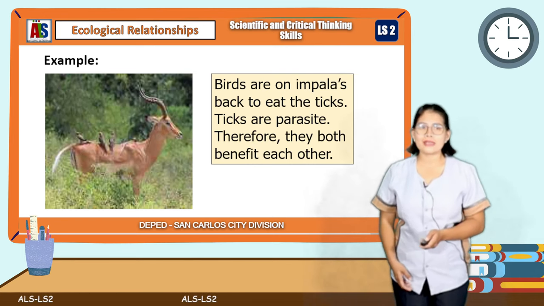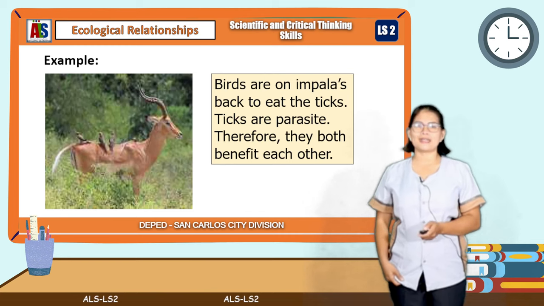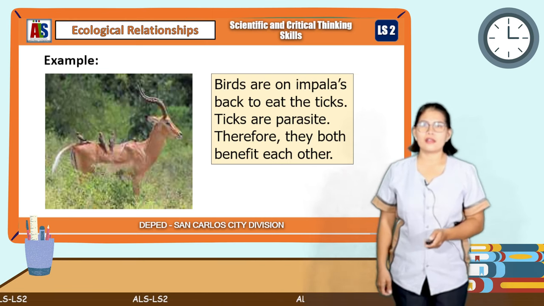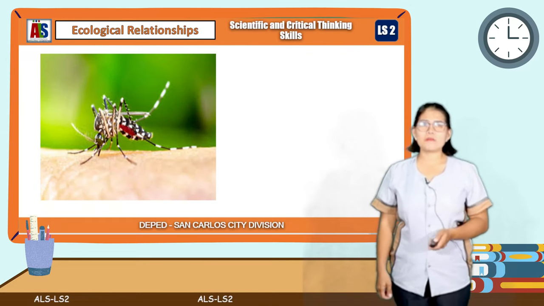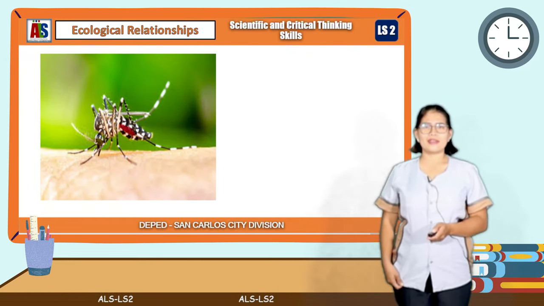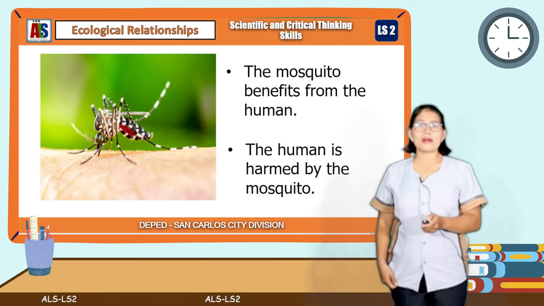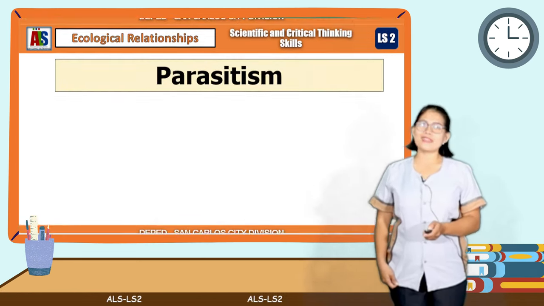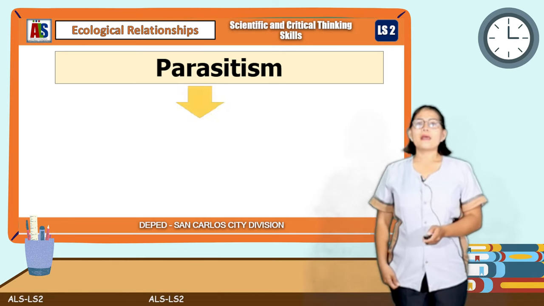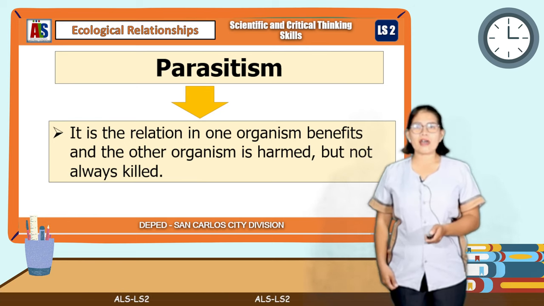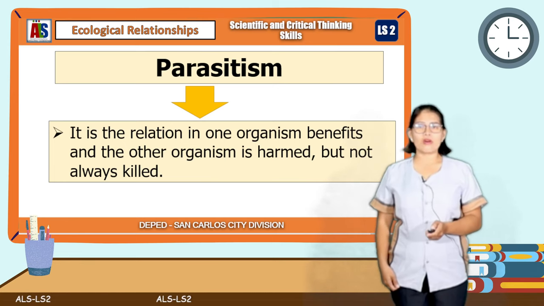Here, I have another picture. Why do you think this picture is considered mutualism? Because birds are on the impala's back to eat the ticks. Ticks are parasites. Therefore, they both benefit each other. Now, look at this picture. It shows parasitism. The mosquito benefits from the human, and the human is harmed by the mosquito. So, what is parasitism? Parasitism is the relationship in which one organism benefits and the other organism is harmed, but not always killed.